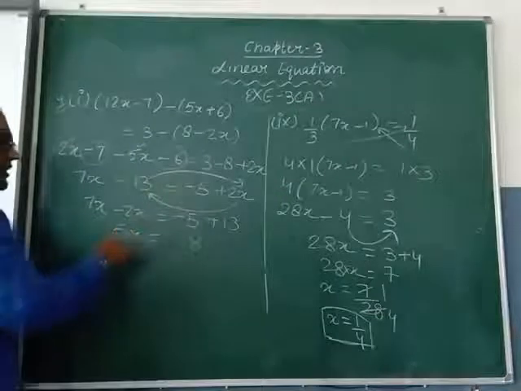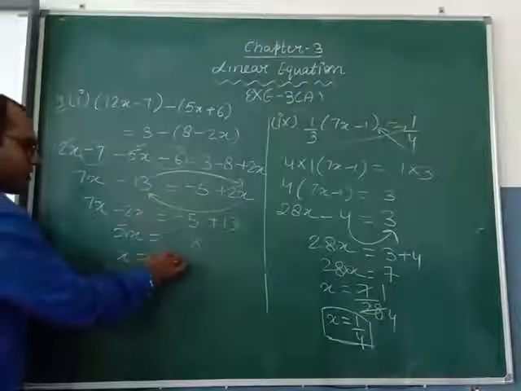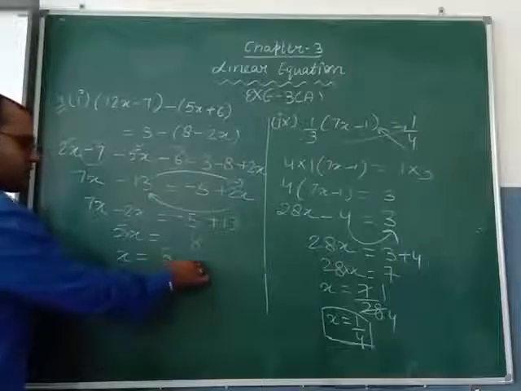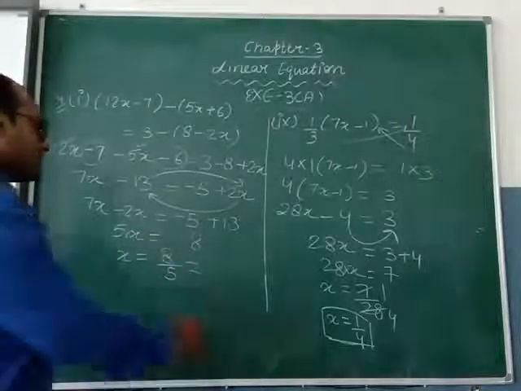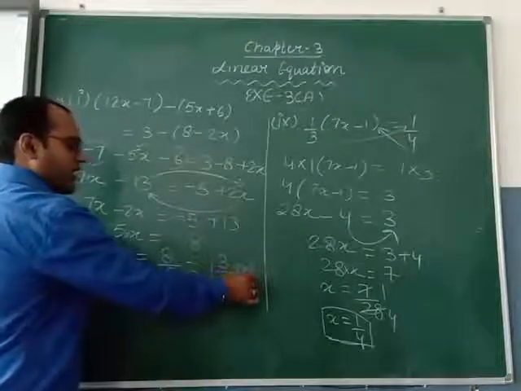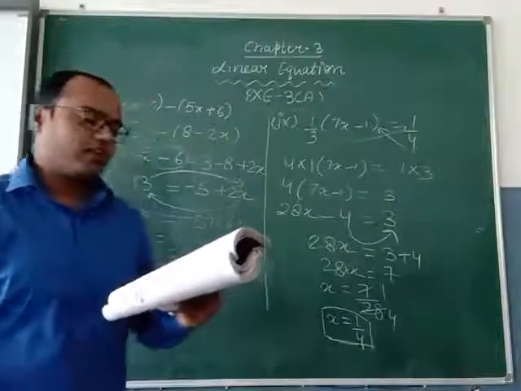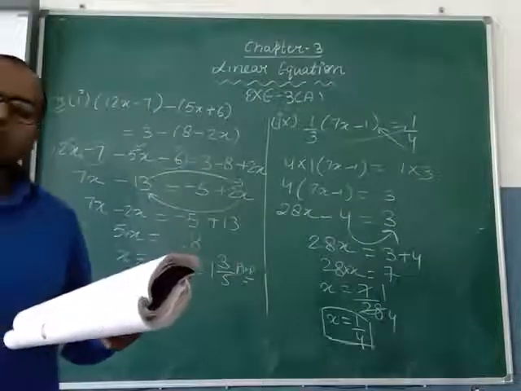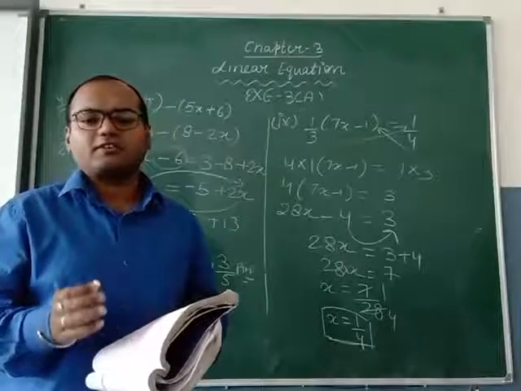Now 5x means 5 multiply x. So multiply 5 we will bring in divide. So x is equal to 8 divide 5. And we will not be able to cancel them, so we will change it to a mixed fraction. 1 whole 3 upon 5 is the final answer of question number 4, first part. Similarly, you have to do the second part also. So now this exercise is over. You all have to finish this exercise in your fair notebook.